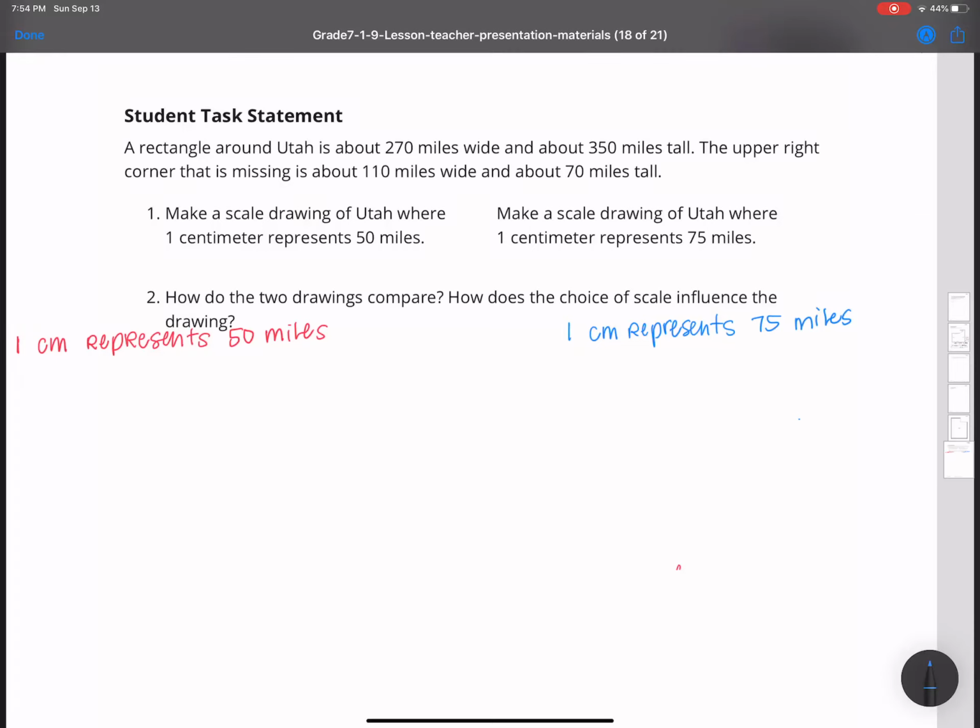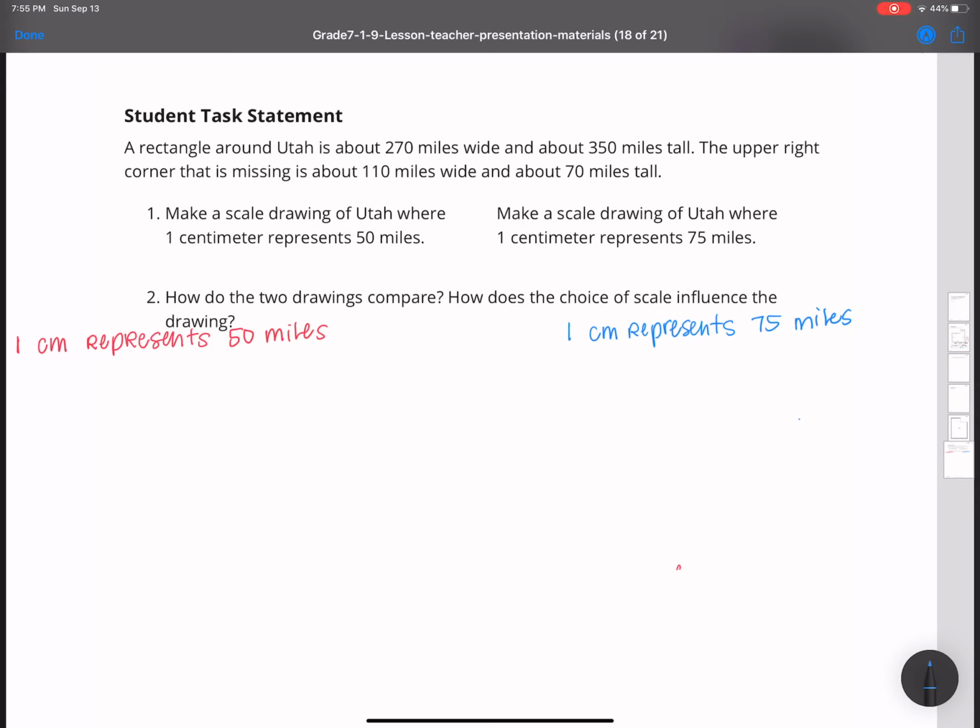Okay, guys, so let's look at the next question. A rectangle around Utah is about 270 miles wide and about 350 miles tall. The upper right corner that is missing is about 110 miles wide and about 70 miles tall.